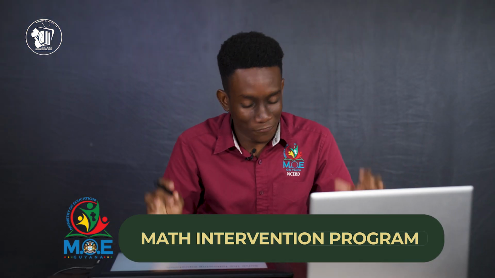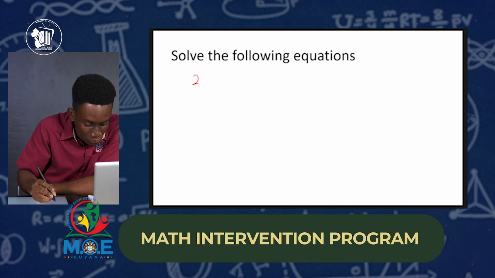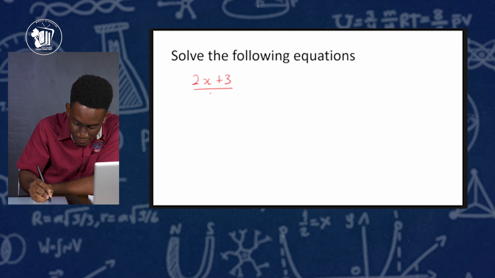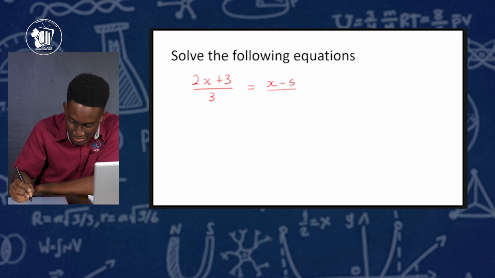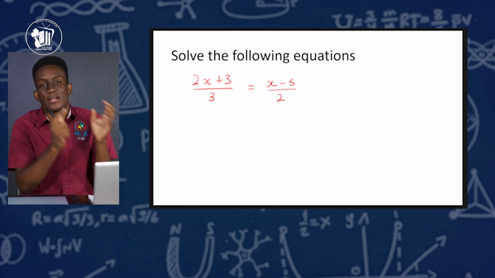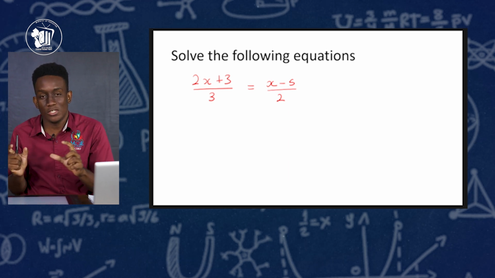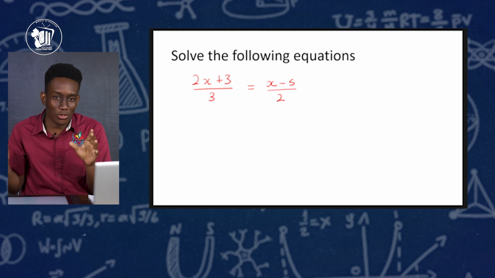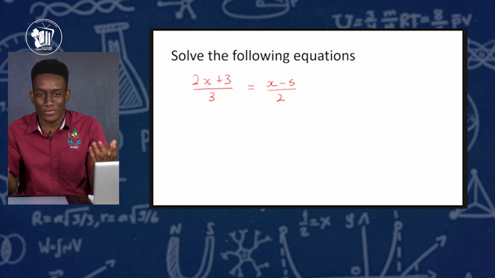So let's take things further now. Let's take things up a bit. So let's say we have the equation 2x plus 3 all divided by 3 is equal to x minus 5 all divided by 2. So we see a fraction is equal to a fraction. Now, whenever you see a fraction is equal to a fraction, it's hard to work with fractional equations. So what we want to do is try to get rid of the denominator.